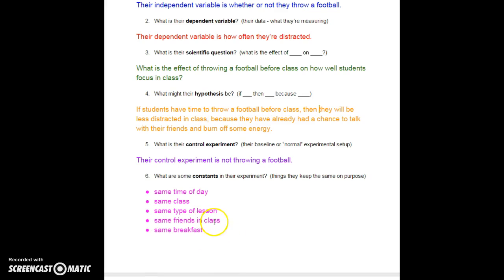The same friends in their class, maybe if their friend's absent one day, they're just going to focus better because their friend's not there. The same breakfast before school, don't have like a crazy sugar donut one day and then scrambled eggs or something the next day. That's probably going to change how you feel in class. These are all examples of constants that they want to keep the same. Remember, you should be writing this down with your red pen on your paper if you don't have it yet.